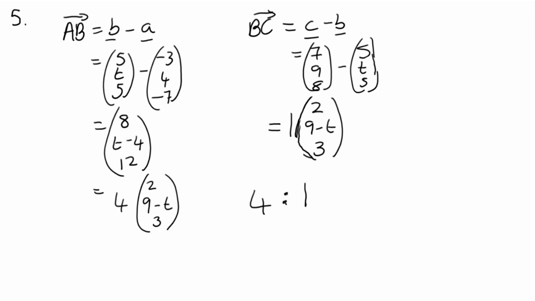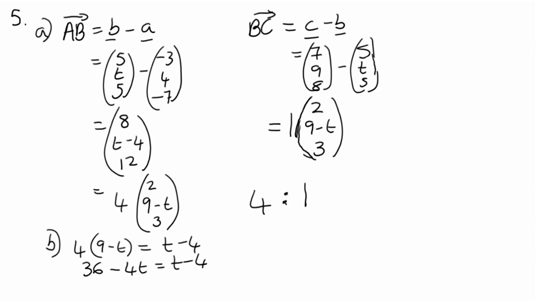Part B, state the value of t. So that was part A we did. Okay. 4 lots of 9 minus t must be equivalent to t minus 4. So let's just multiply that through. So 36 minus 4t equals t minus 4.